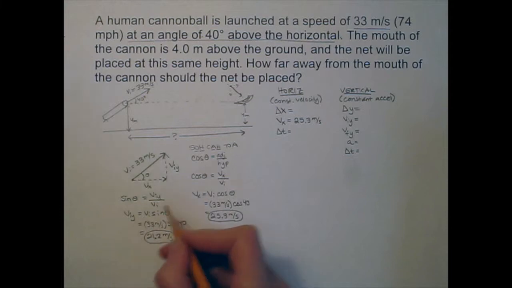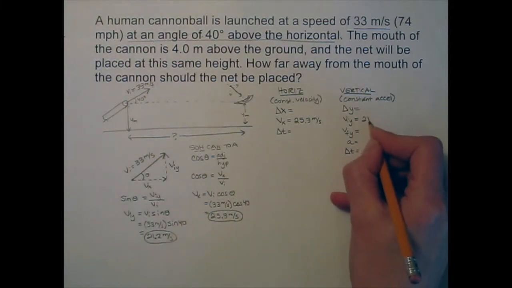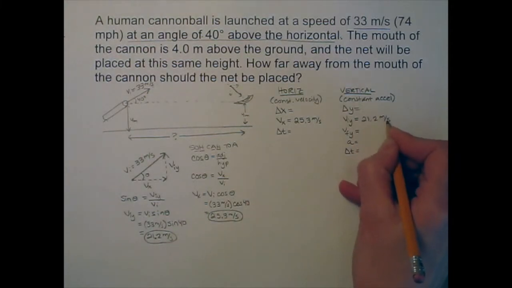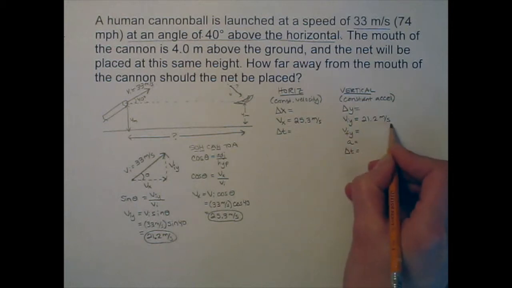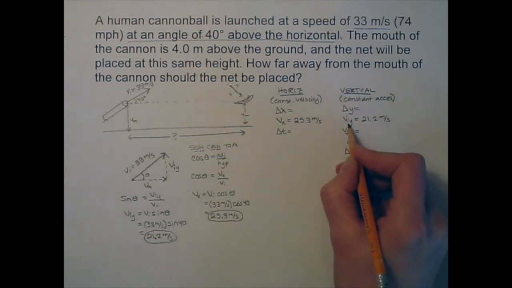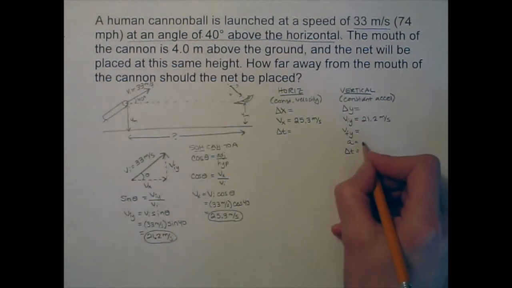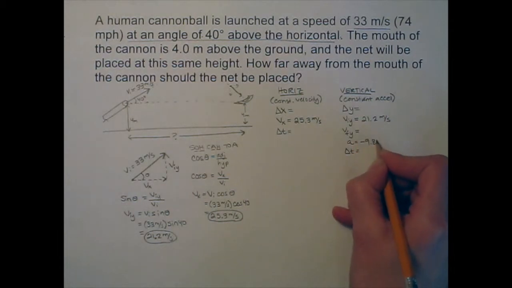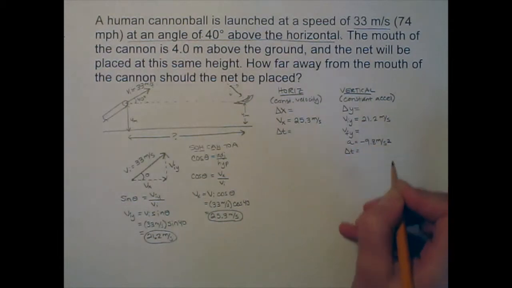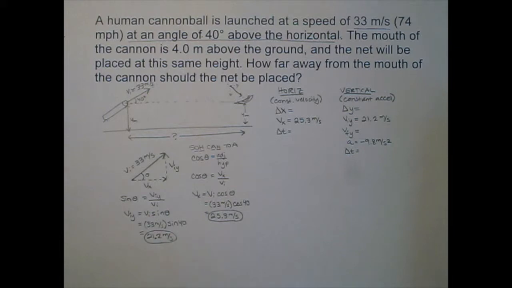So this goes here. Okay, and remember the meaning of this is that it's the vertical part of the initial velocity. Well, what else do we know? We know that the acceleration is negative 9.8 meters per second squared because vertically the motion is just like free fall.